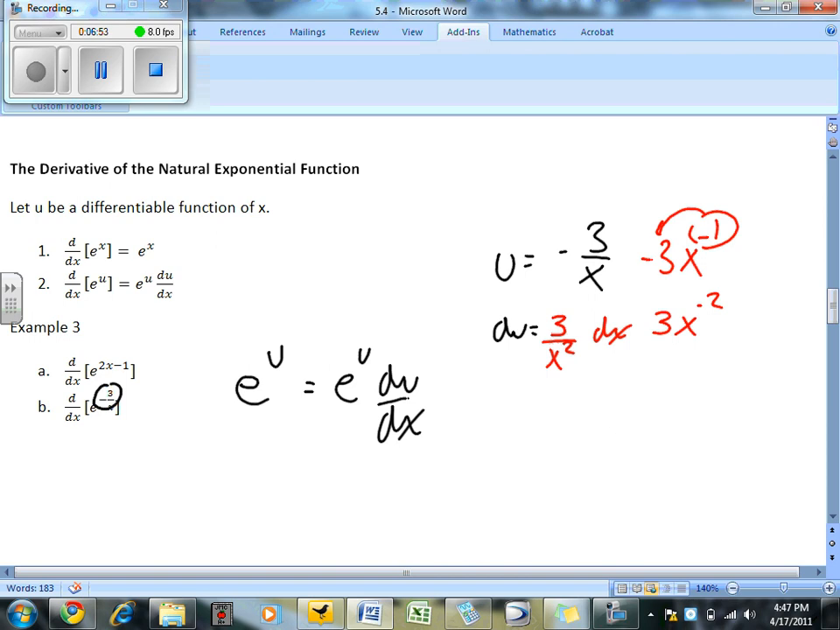So all I need to say now is I plug in my u and say e to the negative 3 all over x times 3 over x squared. Okay? And we can go ahead and write this in a little better form. We can say 3 times e to the negative 3 over x, all over x squared. And that's our derivative there.